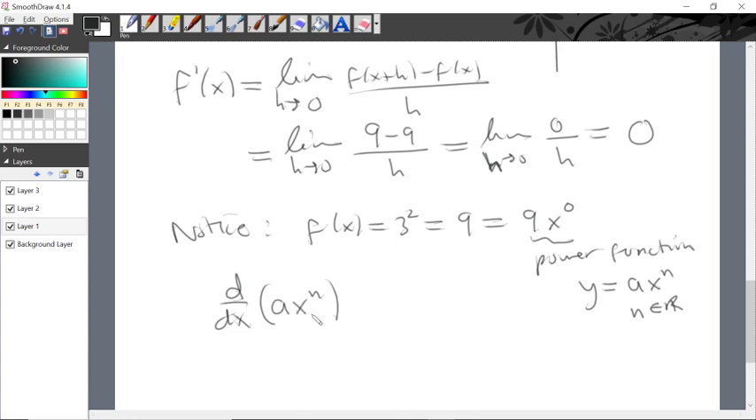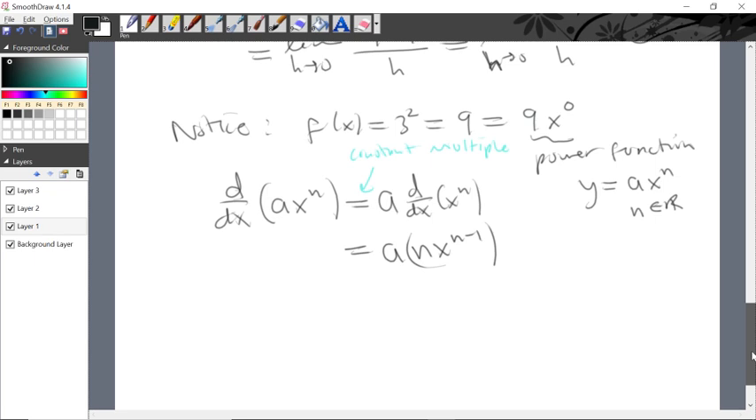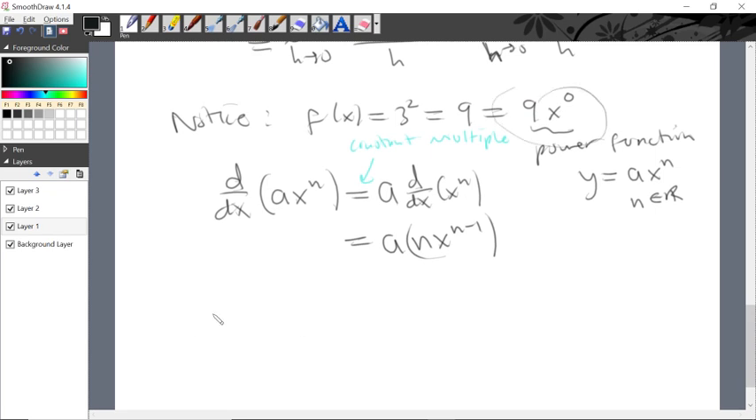the derivative of ax to the n, first off, by the constant multiple rule, we can factor out the constant a. Right, so that's by the constant multiple rule. And then we can take the derivative of our power function, and that would give us nx to the n minus 1. So we get a times nx to the n minus 1. Let's apply that to our power function here.